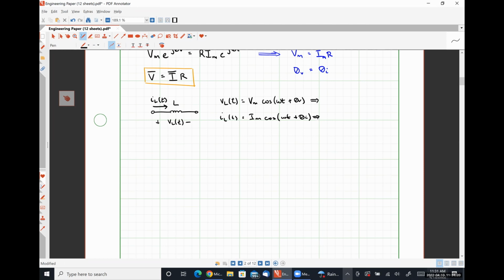I can again represent these time domain quantities in the mixed domain by using a complex number that contains the same information. So Vm e to the j omega T plus theta V for my voltage, and Im e to the j omega T plus theta I for my current.